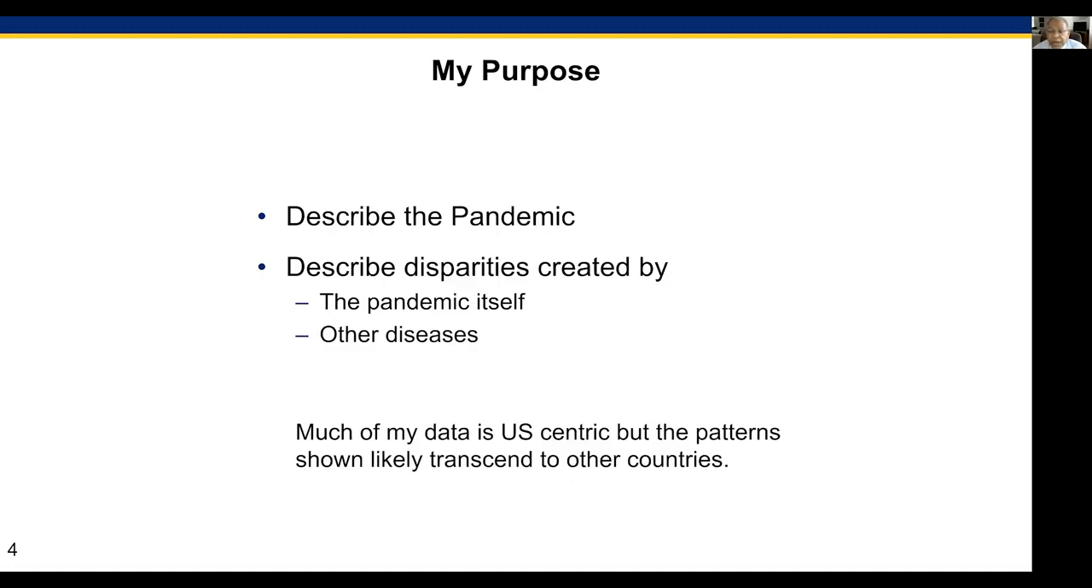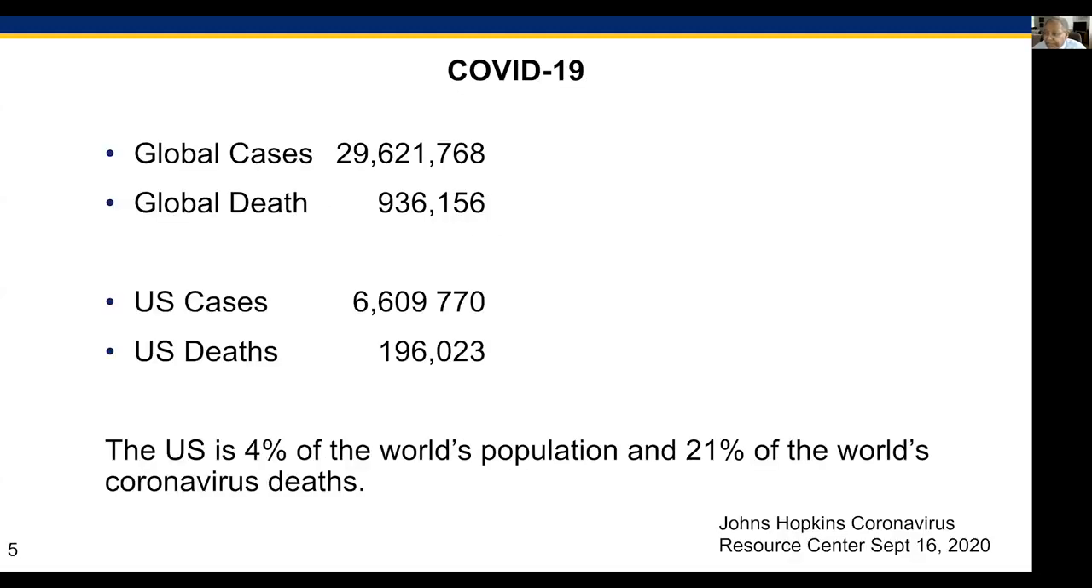Indeed, my talk is about something that none of us envisioned when the book was written. I'm going to describe the COVID-19 pandemic, describe disparities created by it, and then disparities both in coronavirus and in other diseases. Much of my talk and much of my data is US-centric, but I suspect the patterns shown transcend to other countries, and indeed much of what Sir Michael talked about really does apply here.